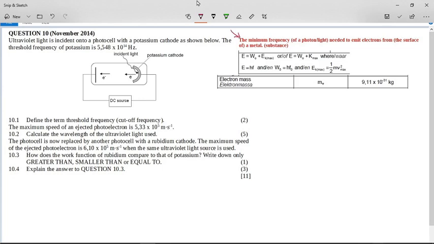So here it is up top here. It's the minimum frequency of a photon of light needed to emit electrons from the surface of a metal. It's usually a metal, but sometimes they put substance in the answer.